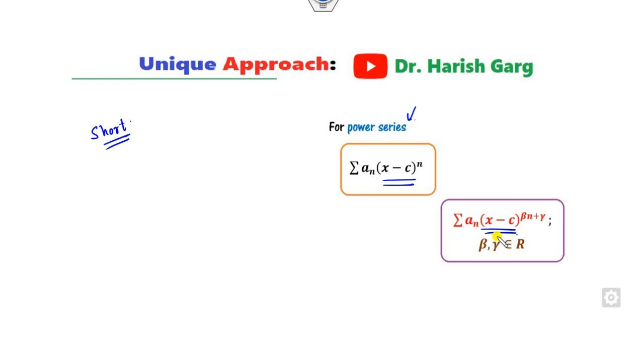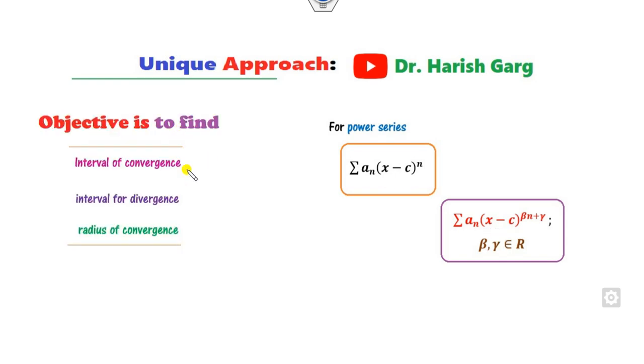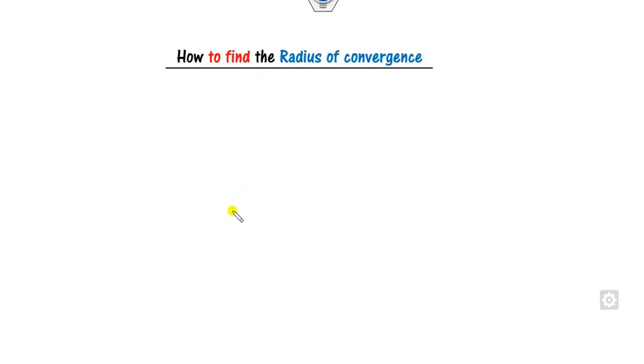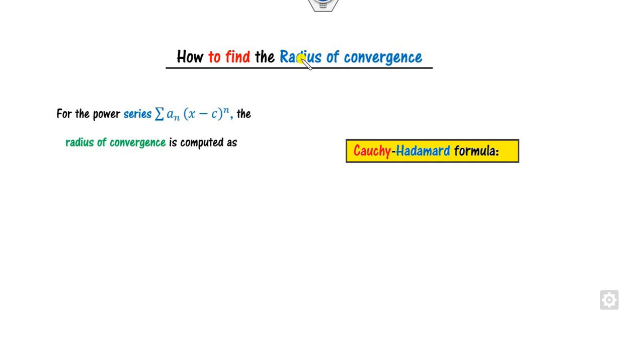Whenever you are talking about power series, the objective is always to find the interval of convergence, the interval of divergence, and the most important thing, the radius of convergence. Once we know the radius of convergence, then we can find the interval of convergence and divergence in a very simple manner. The question arises: how can we find the radius of convergence? That's very simple. We have two different methods for finding the radius of convergence of a power series, and that method is called the Cauchy-Hadamard formula.